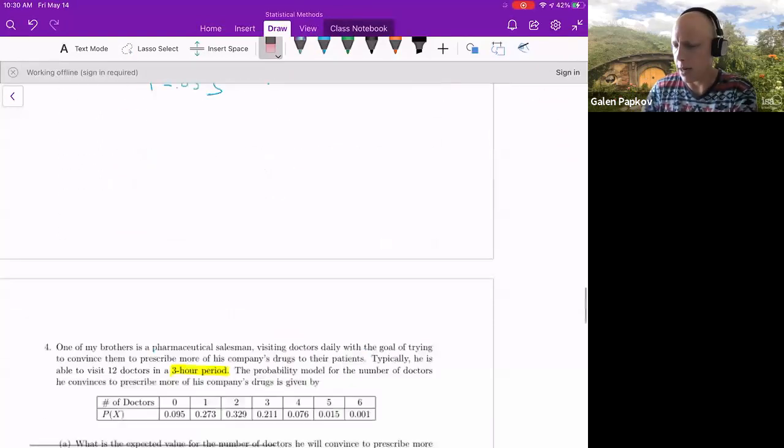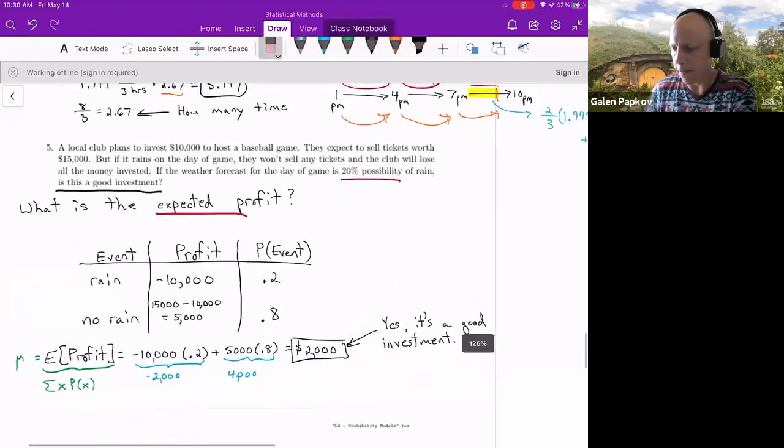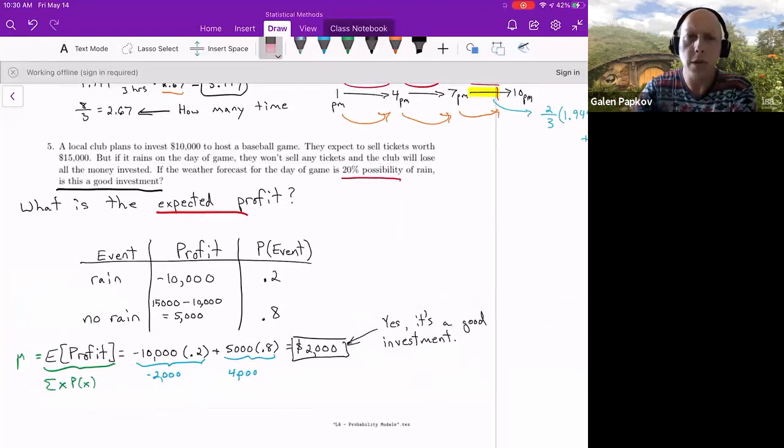Let's take a look at number 5 here. The challenge with number 5 initially is just putting together your probability model. So that's the first thing to do. A local club plans to invest $10,000 to host a baseball game. They expect to sell tickets worth $15,000, but if it rains on the day of game, they're not going to sell any, and the club's going to lose all the money they invested. If the weather forecast for the day of game is 20% possibility of rain, is this a good investment?